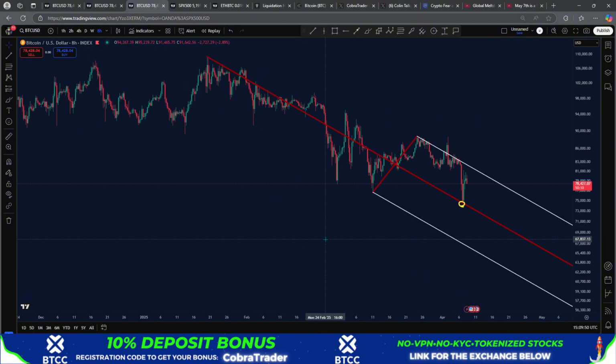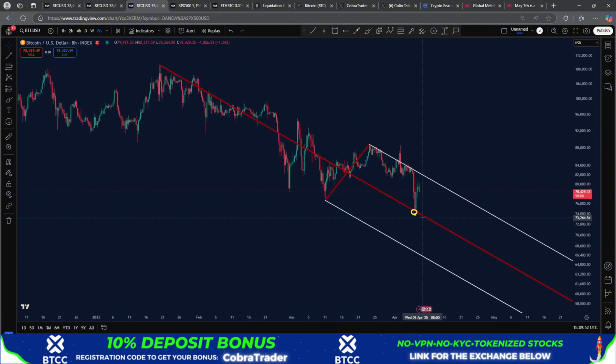So for now, Bitcoin doesn't look too bad to me. As long as we can hold up this low here, we could probably see some more chop and perhaps then a move to the upside. Once again, we need to see more clarity from the stock market.